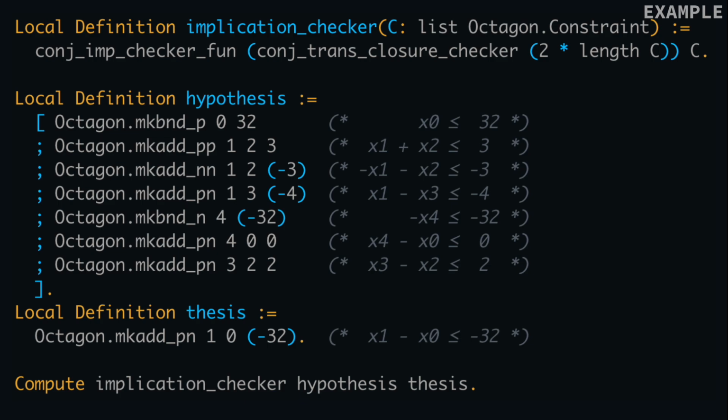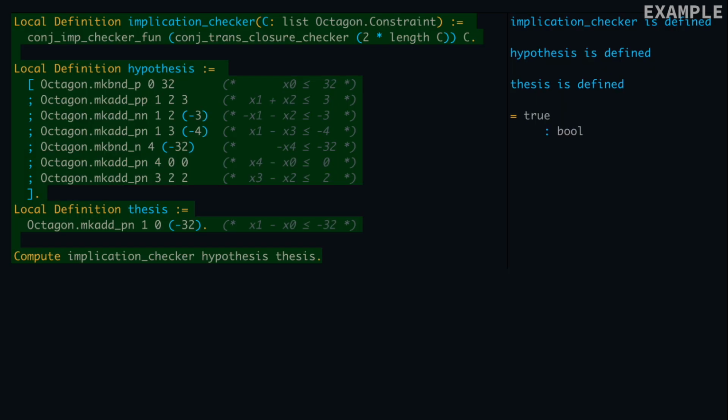On the first line, this local definition, the implication checker, is just a function that constructs the conjugate transitive closure checker and calls its function member on the hypothesis. The next two local definitions are just our constants for the hypothesis and the thesis. On the final line, in the compute statement, we're asking Coq to evaluate the expression implication checker on our hypothesis and our thesis. If we give this to Coq to execute, we observe on the right that it returns true.